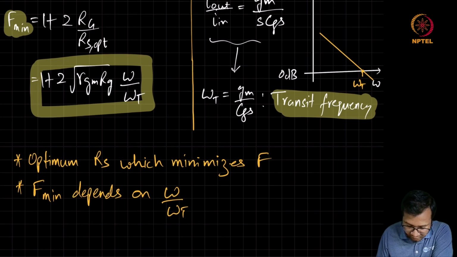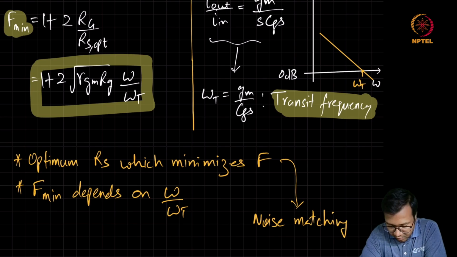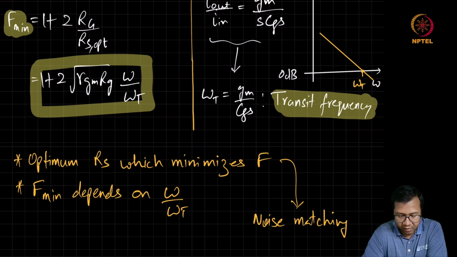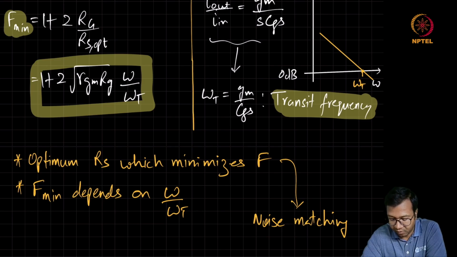This also gives rise to a concept of noise matching. When we are looking at the impedance from the source side, it's not just about the matching with respect to the reflection. We also need to worry about what is the optimum source impedance which is going to give rise to the minimum noise figure. The optimum value of Rs for noise matching may not be the same as for the power matching.